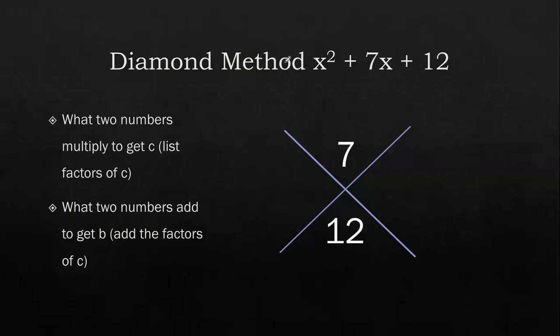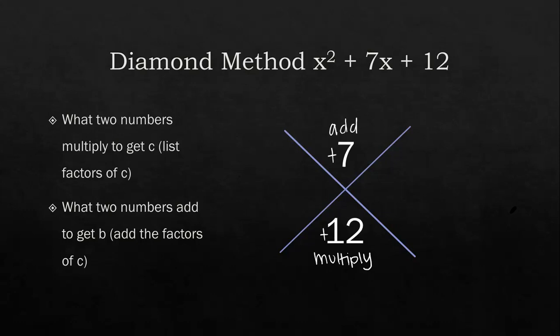So we're trying to factor x squared plus 7x plus 12. We put our b value on the top of our x, and we're trying to figure out what adds to get 7. And we put our c value on the bottom of the x, and what multiplies to give us positive 12. Some of you are probably already thinking of two numbers, but don't say them out loud.